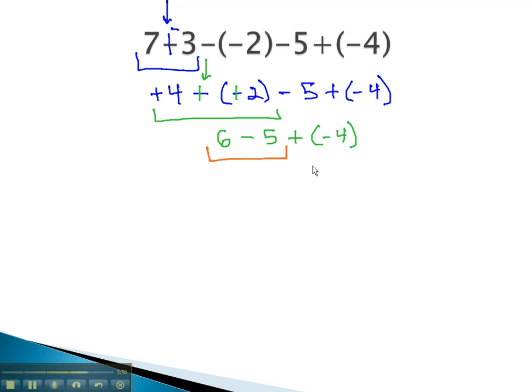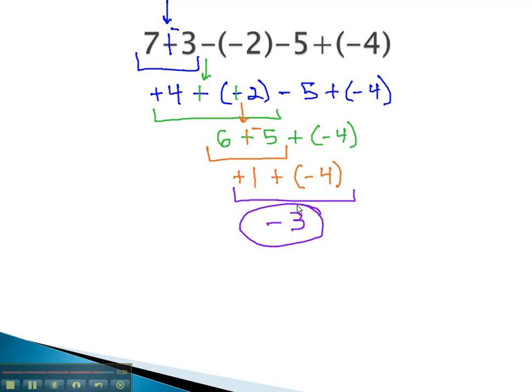To do 6 - 5, we don't like to do the subtraction, so we will add the opposite of 5, which is a -5. Again, we've got a positive and a negative, different signs, so the bigger number, the positive, keeps the sign, and we subtract the numbers 6 - 5 to get 1. The rest of the problem still reads +4, and we're ready to finish the problem by combining the 1 + -4. Again, we have different signs, so the larger one, the negative, keeps the sign, and we subtract 4 - 1 to get 3, or -3 for our final solution.